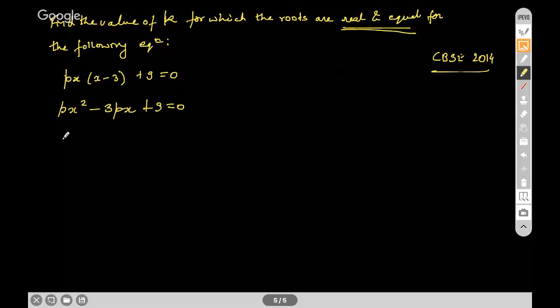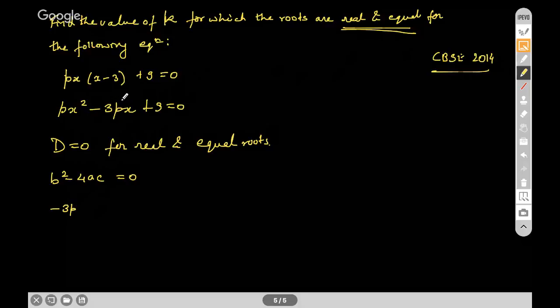Now, for real and equal, what do I know? D must be equal to 0 for real and equal roots. Isn't it? So if that is so, then what is D? D is b square minus 4ac, which must be equal to 0. Now what is b? B in this case is negative 3p. So b square, that means the square of this, minus 4 into p into 9 must be equal to 0. So this is 9p square minus 36p equals 0.